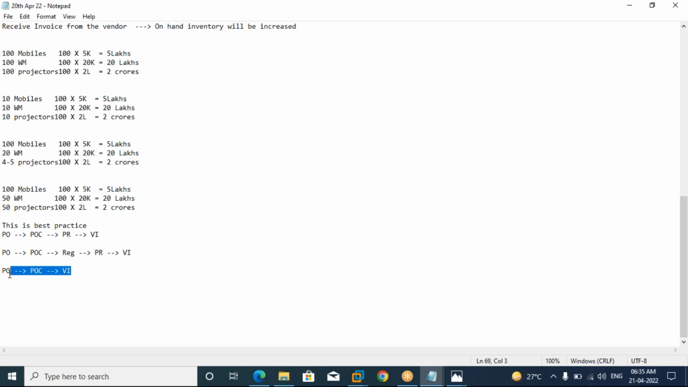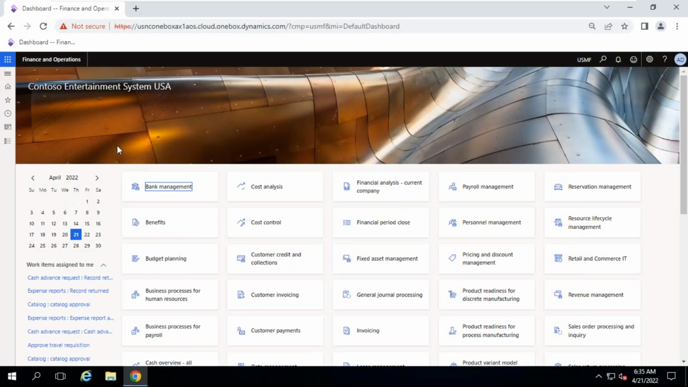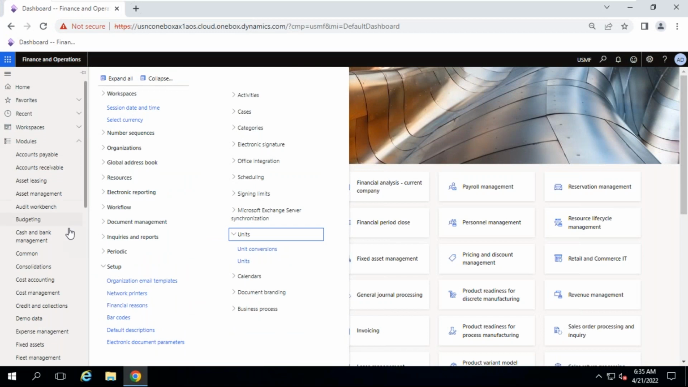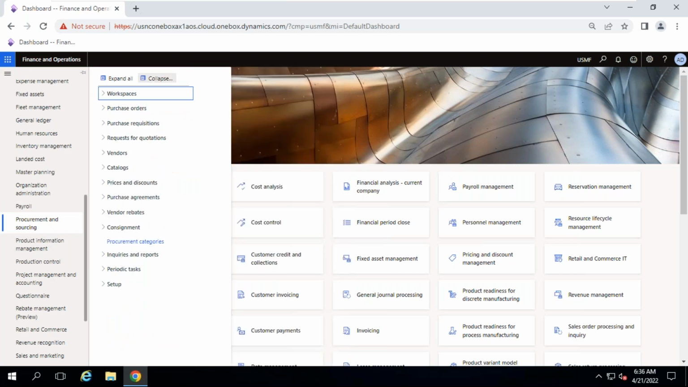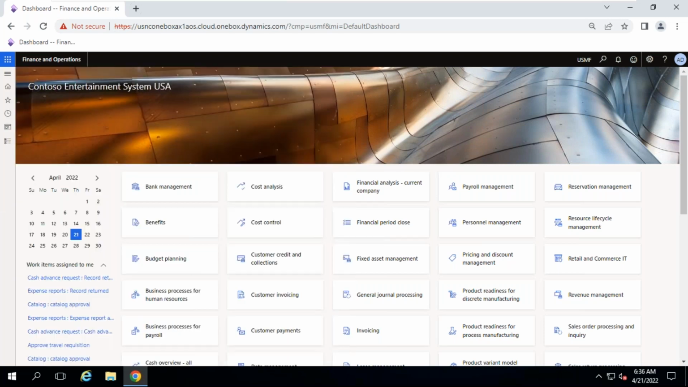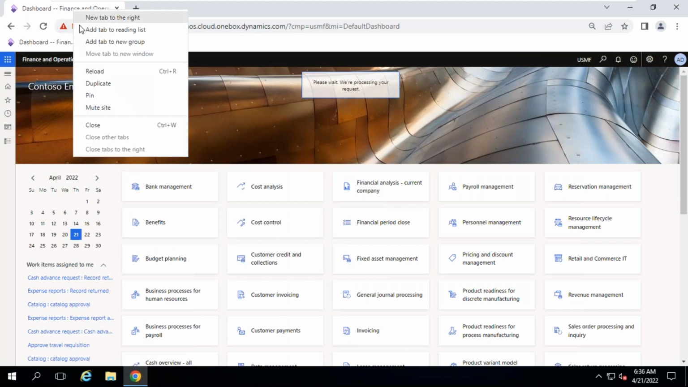Now I will show you this one today: purchase order creation, purchase order confirmation, and then directly I can do the invoice. Let me show you this scenario quickly. Procurement and sourcing module, collapse all, purchase orders, all purchase orders. And I'm taking a duplicate meanwhile.